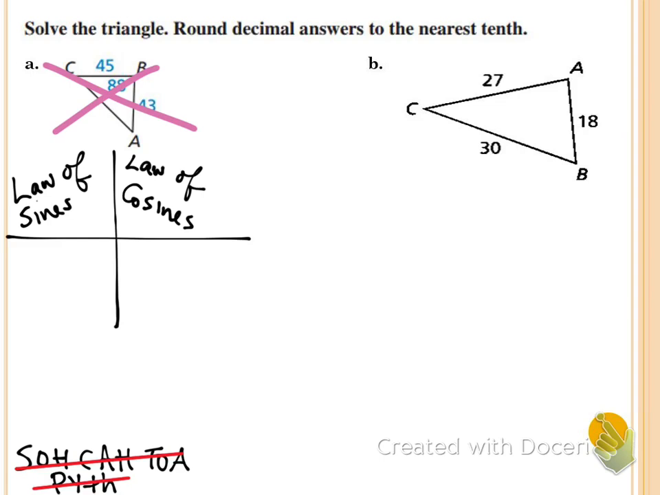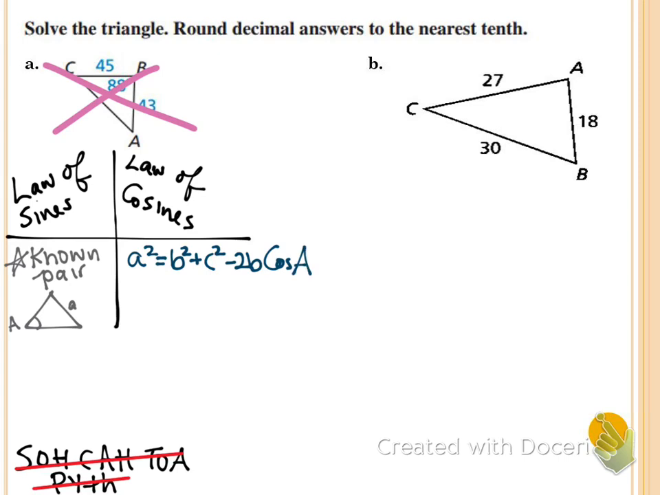So how do you know when to use which one? Law of sines you use when you have a known pair. This means a side and an angle that you know both values. If you don't have a known pair, you use the law of cosines. And there's a pattern to the formula, but it could be a squared, it could be b squared, it could be c squared, and the pattern would follow.